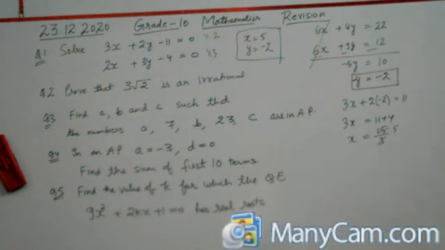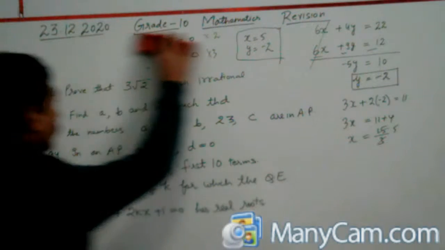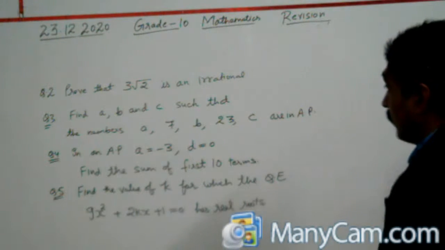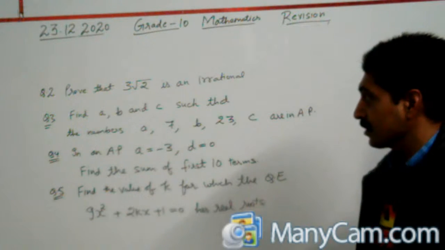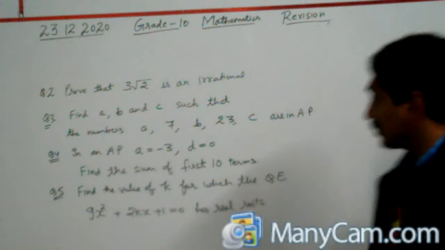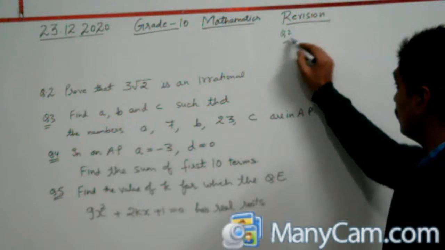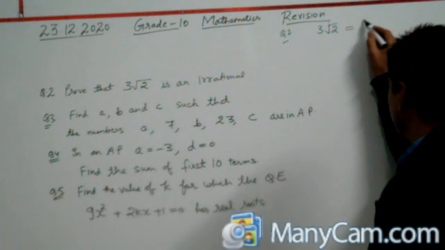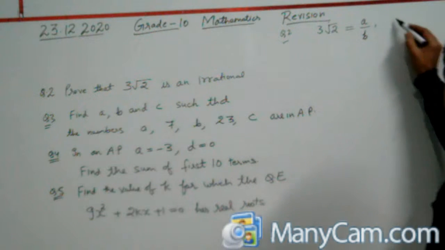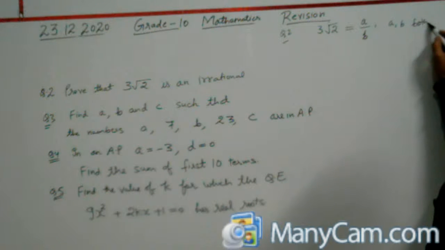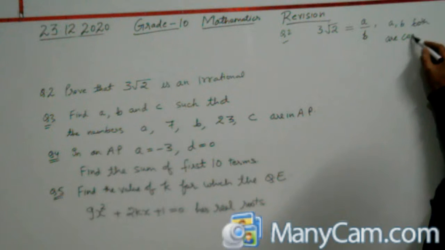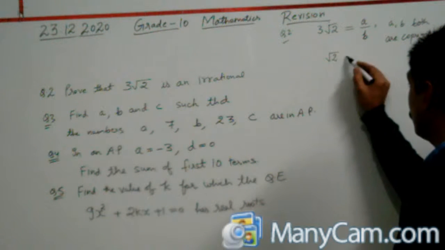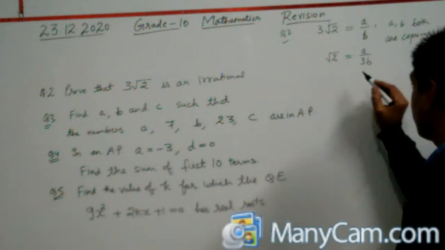So next question, prove that under root 3 upon 2 is an irrational number. Contrary to this fact, let's suppose this number is a rational number, and we can write this number as 3 under root 2 in the form of a upon b, where a and b are both co-prime numbers. So when we rearrange, under root 2 is equal to a upon 3b, right?